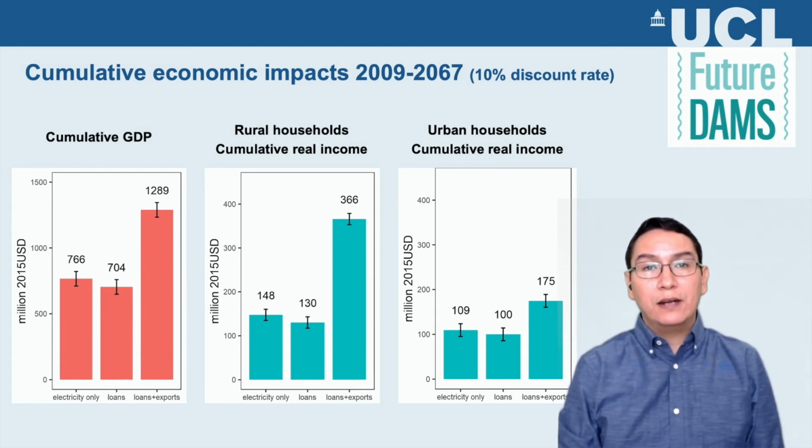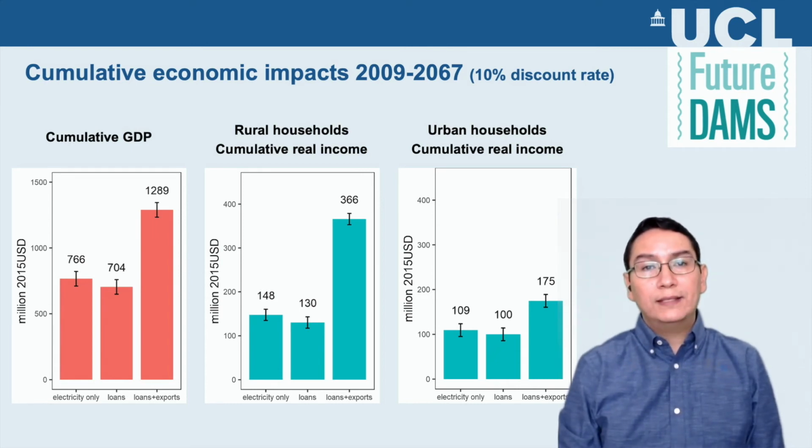However, it is still larger than the cost of the dam. If in addition to the higher electricity production and the cost of financing the dam, we add the cocoa exports agreement, the impact on GDP is much larger. It reaches $1,289 million, reflecting the positive impact of the conditional loan on the agricultural sector and agricultural households.